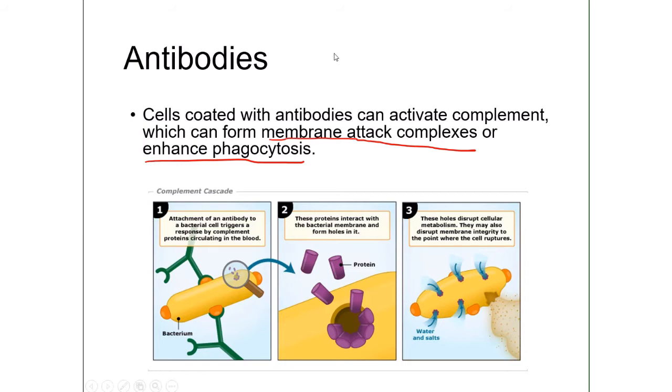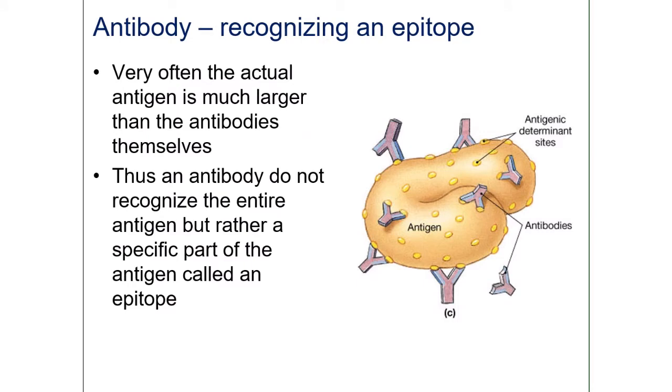So those are the three ways that antibodies can help with the infection. Here is another important concept. Antibodies are proteins, and sometimes they are much smaller than the antigens that they recognize. So not all antibodies are created equally.